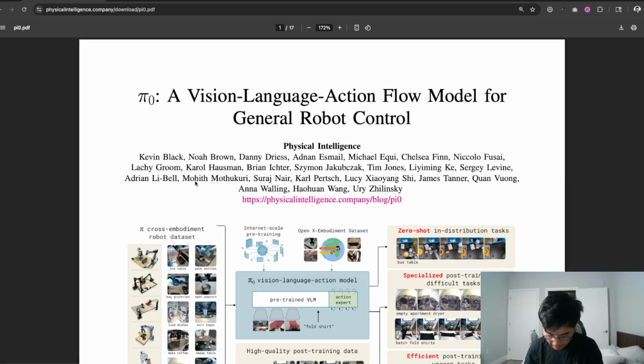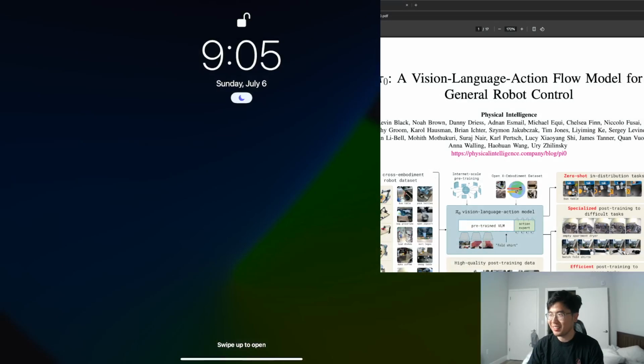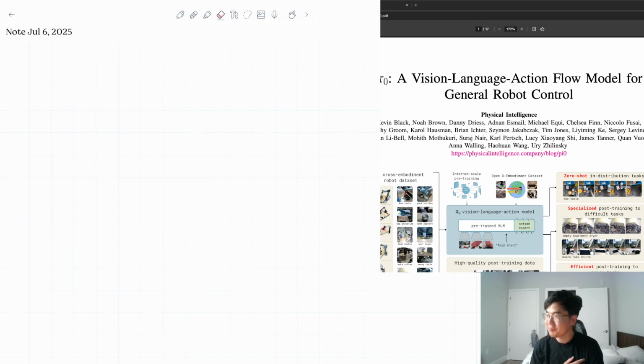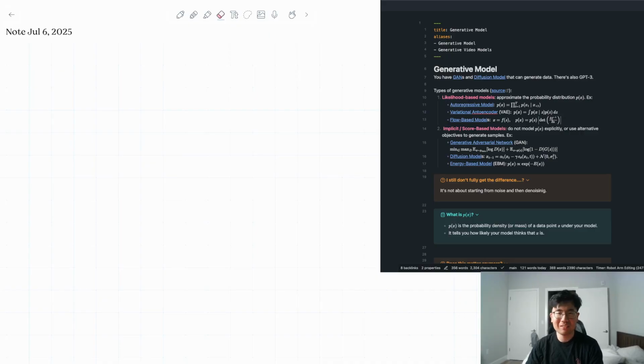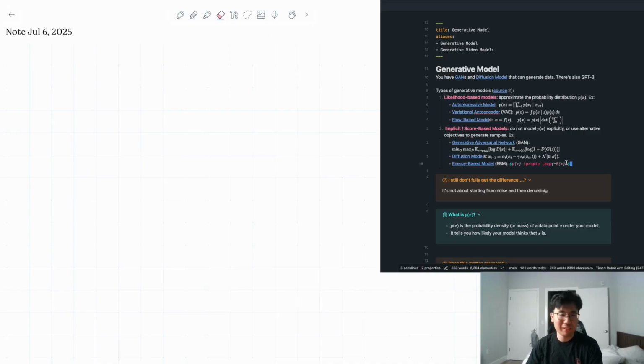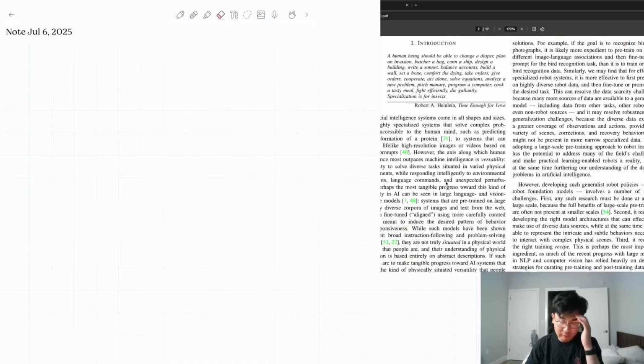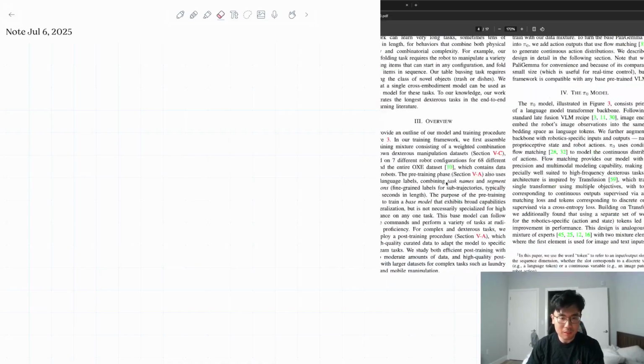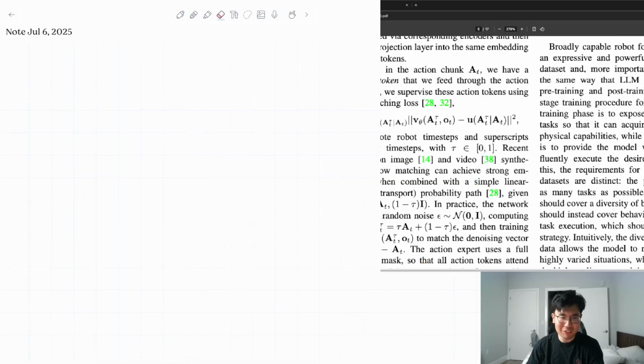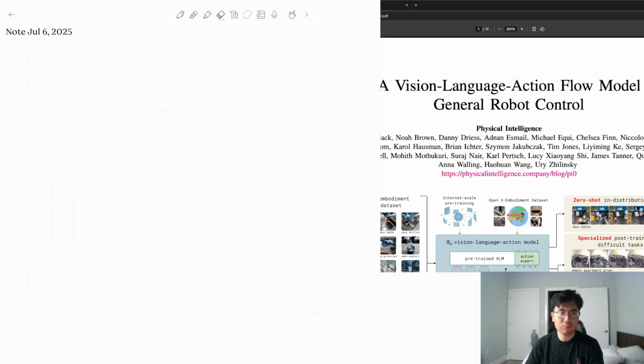I have a new setup today, so it will look like this. If I open it, I have this. Usually I have my Obsidian set up like this, and I take the notes in Obsidian. But for these equations specifically, it's quite a bit faster to just write it all up. Okay, so at a high level, what is Pi0?